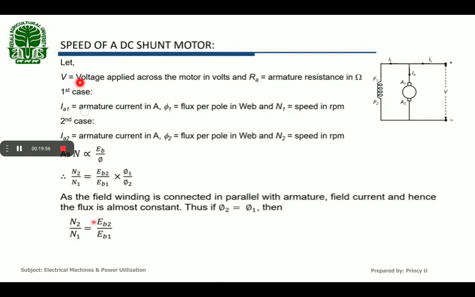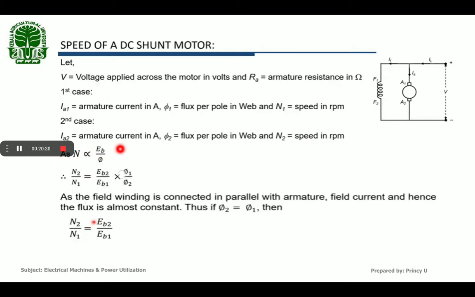Okay, so let us assume the speed of a DC shunt motor. DC shunt motor means the field winding is connected in parallel to the armature winding. In the first case, let us assume IA1 is the armature current, Φ1 is the flux per pole and N1 is the speed in RPM. And consider a second case, another load, not the full load but some other load. The current is IA2, the corresponding flux is Φ2 and the speed of rotation is N2 RPM.